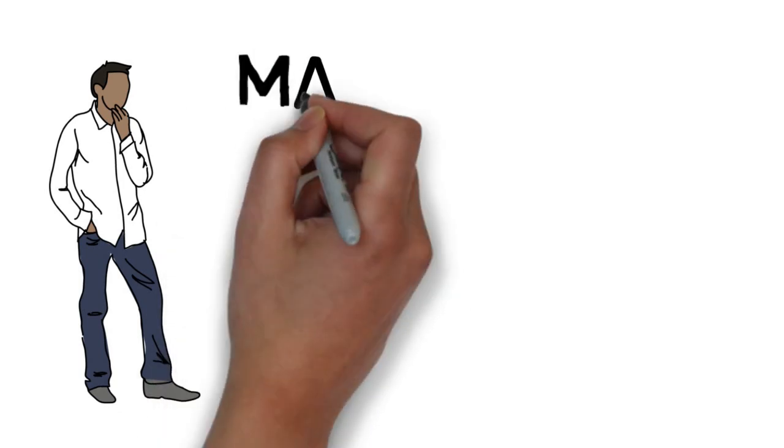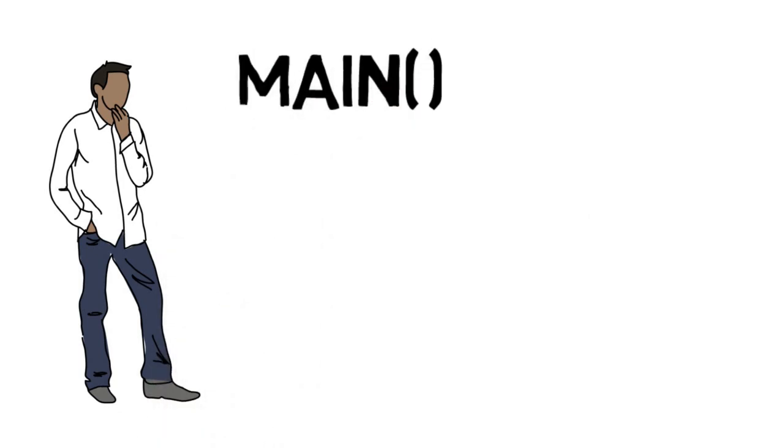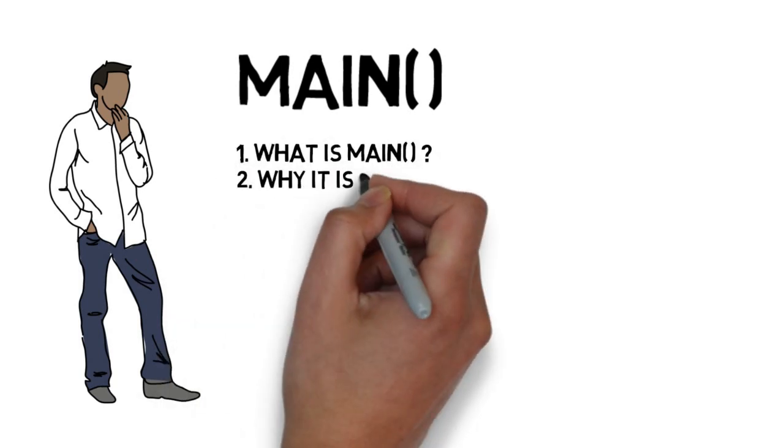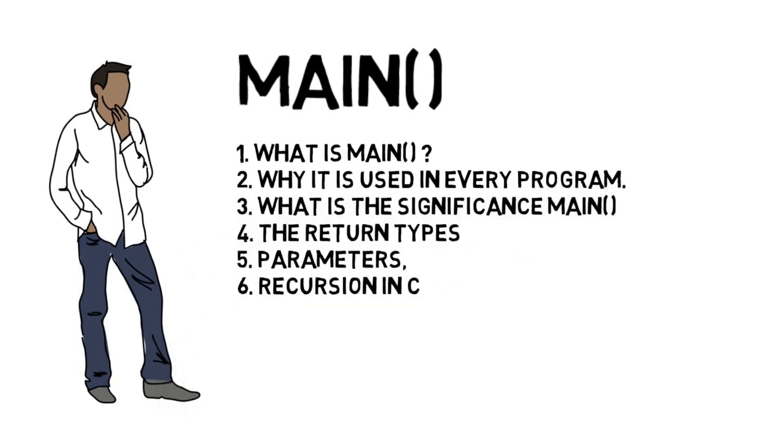In this video, we are going to discuss the main function, which we use in every programming language, specifically C language. We are going to see what the main function is, why it is used in every program, what the significance of the main function is, the return types, parameters, and at the end of the video, I will be sharing a very interesting topic on recursion. So stay tuned till the end.